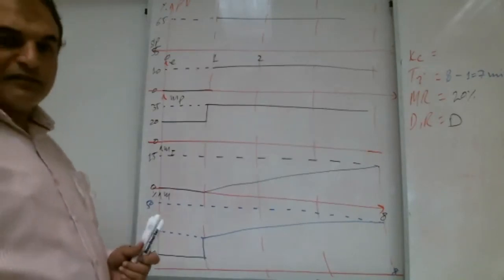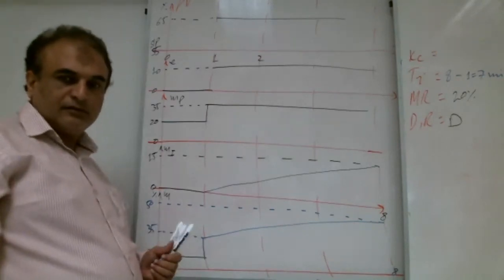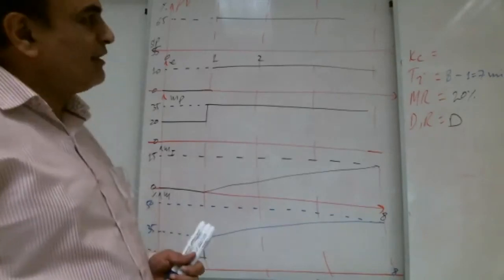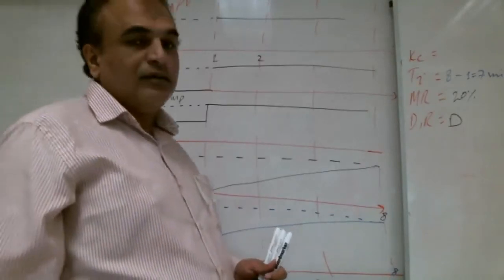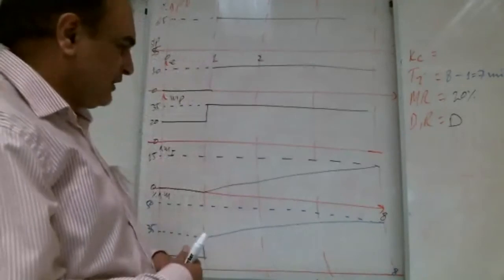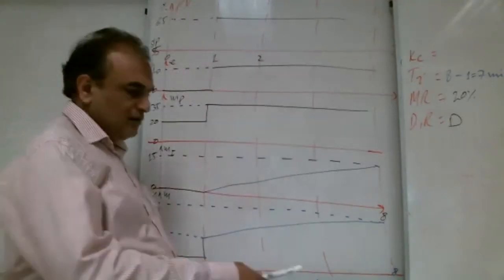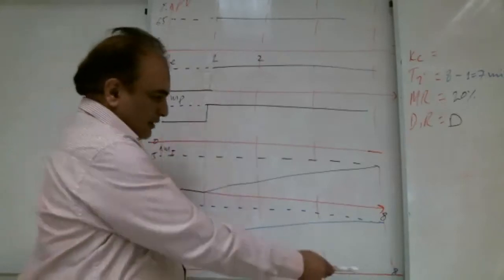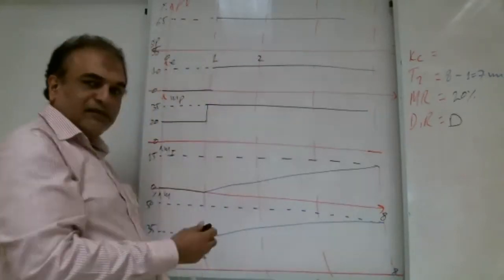Any question up to here, Shabab? Some brother is writing how TD is 7. It is not TD, TI. Integral time. See here, 8 minus 1. It is 1. 8 minus 1, 7.